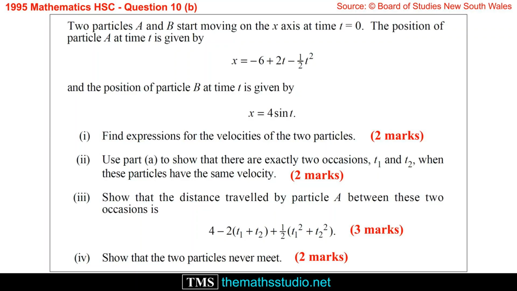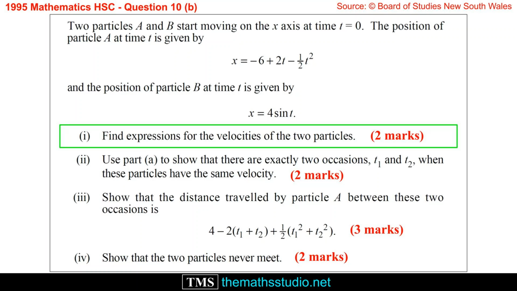Question 10, Part B. Two particles A and B start moving on the x-axis at time t equals 0. The position of particle A at time t is given by x equals -6 plus 2t minus half t squared, and the position of particle B at time t is given by x equals 4 times sine t. Part 1. Find expressions for the velocities of the two particles.